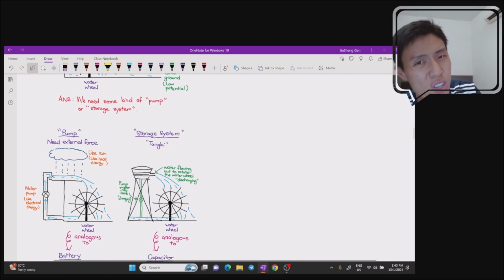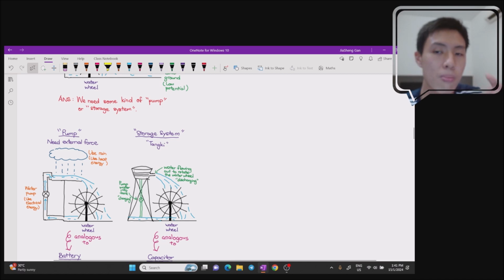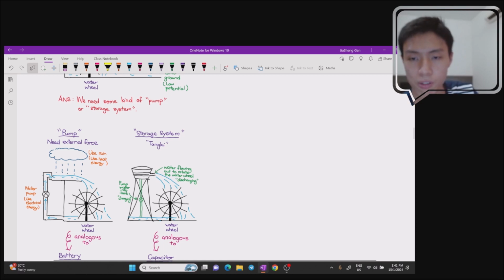Well, you still need a pump actually. You need a pump to draw water from the lower ground and pump it to the higher ground. But what's good about a storage system or tangki here is that you can store water here temporarily. You can stop the water from flowing out. You close the pipe over it, you close the tap over here. So what happens is water is being stored in the higher ground temporarily. Once you open the tap, the water will flow out.